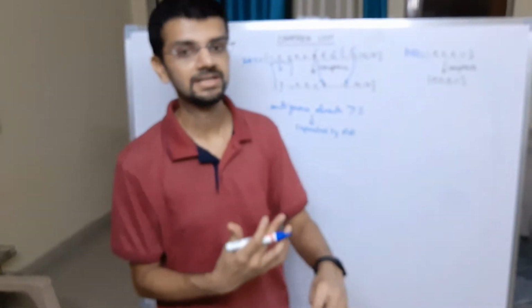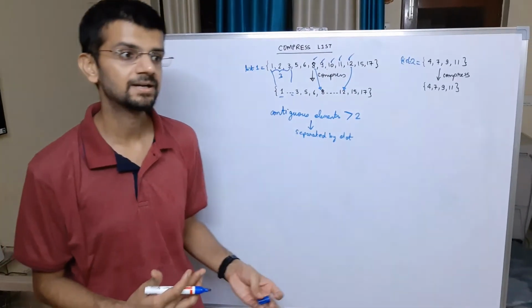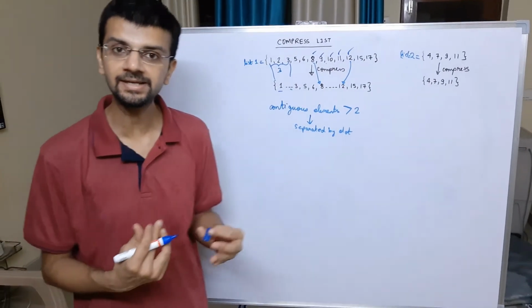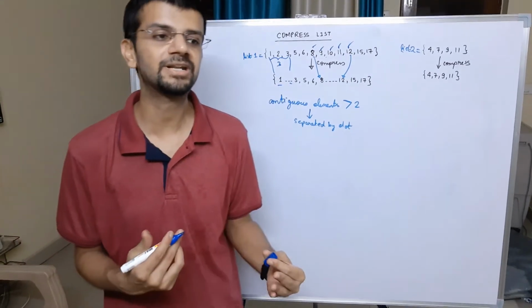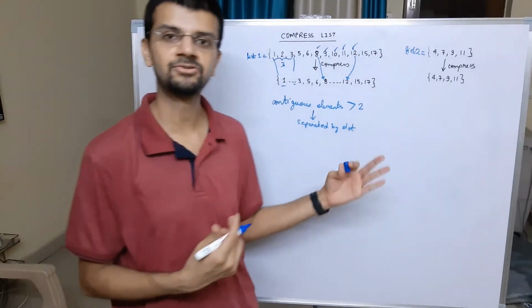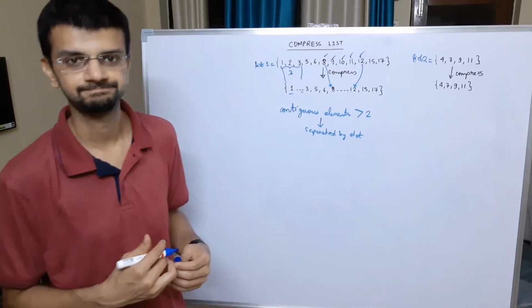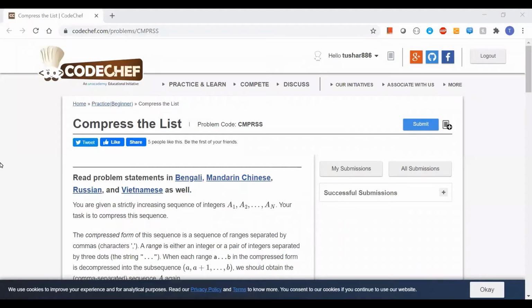Now let's take a look at what the CodeShift question says, and we'll go through the question in detail. We'll see the sample input test cases and sample output, and then we'll come back and try to solve it as pseudocode first before going for live code. Now let's have a look at this problem, Compress List, from CodeShift.